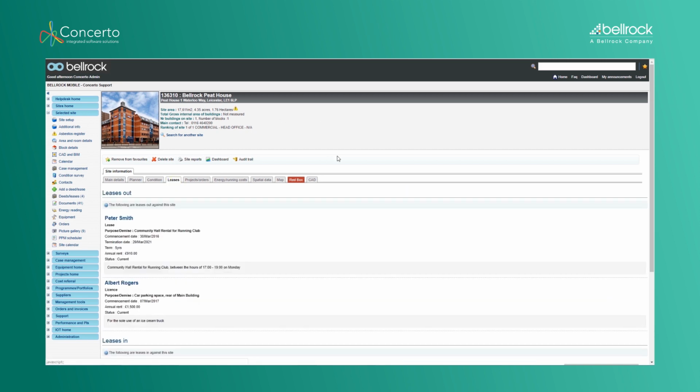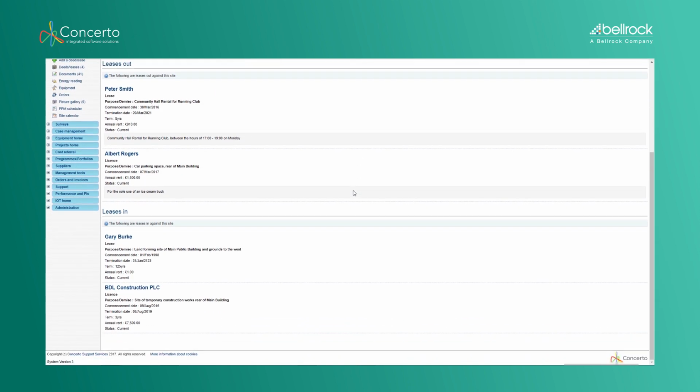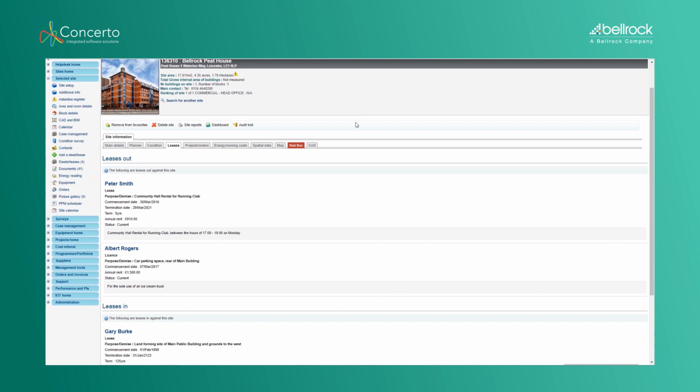Alongside this, we can capture our lease information, so we understand who's using the spaces that we're looking after and maintaining, and it also gives us a sense of where our revenue is coming from, so we can understand how our investment portfolios may be operating.